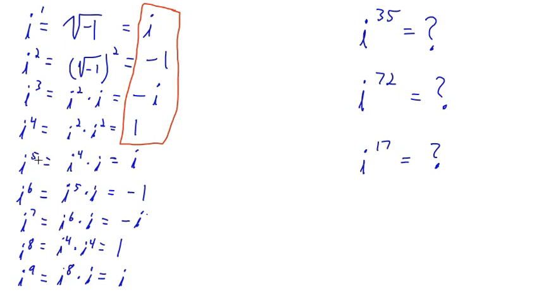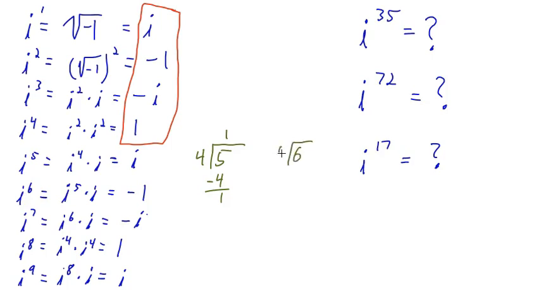So i to the fifth power, notice the exponent is 5. We take the exponent, and we're going to divide by 4, always by 4. Let's look at the remainder. 4 goes into 5 once. We multiply and subtract, we get a remainder of 1. Let's try it with 6. See if we see a pattern here.